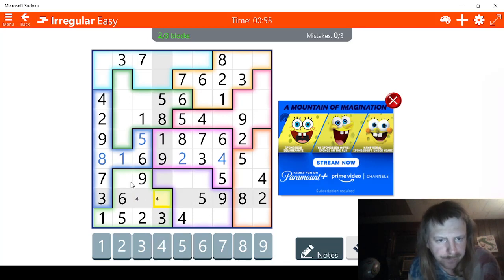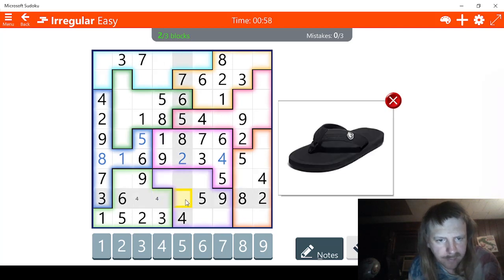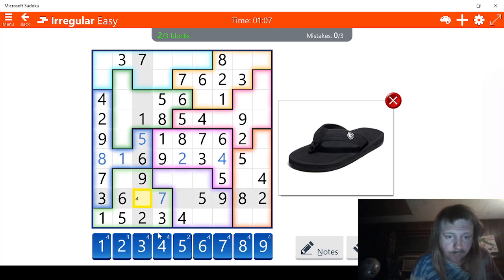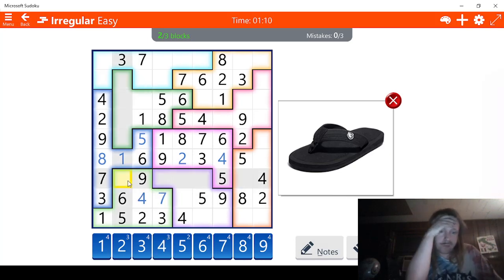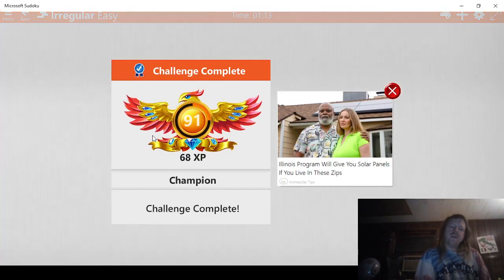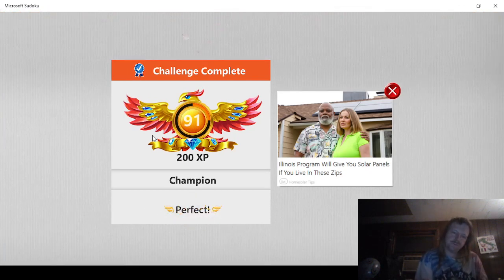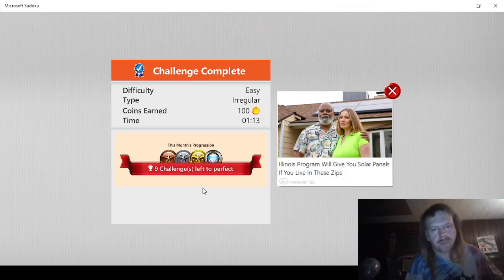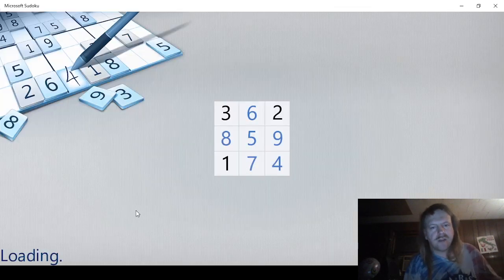5, 6, 7. This can't be a 7 here. This can't be a 7 here. That can't be a 7 there. That means this has to be a 7 right here. So we have a 7 here, a 4 here. That means this has to be whatever's left over. This has to be 8. There we go. If that helps. 9 challenges left to perfection.